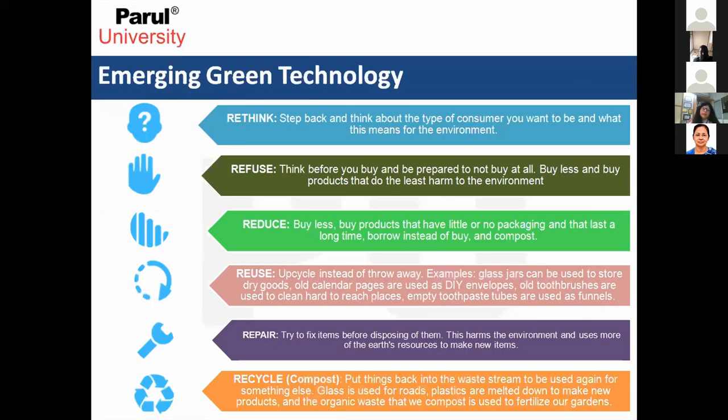So the 6 R's that we have to consider for a sustainable environment are: rethink, that is, step back and think about the type of consumer you want to be; then refuse, that is, think before you buy and try to go for minimum purchase; reduce, that is, buy less, buy products that have little or no packaging; borrow instead of buying; upcycle instead of throwing away; repair, try to fix items before disposing of them; and recycle, that is, compost, right? So these are the 6 R's that we have to consider and follow so that we can sustain our earth.